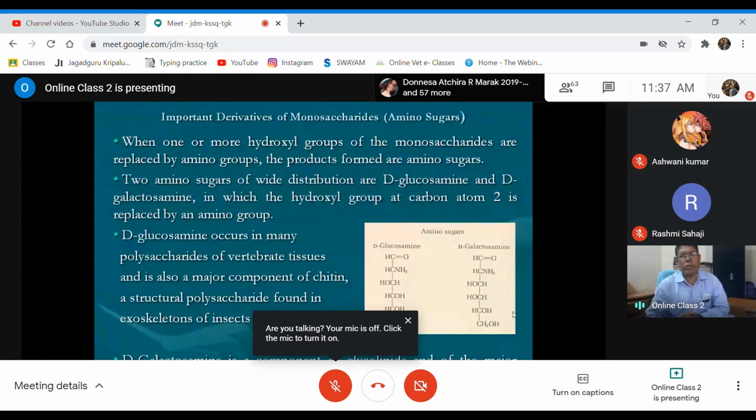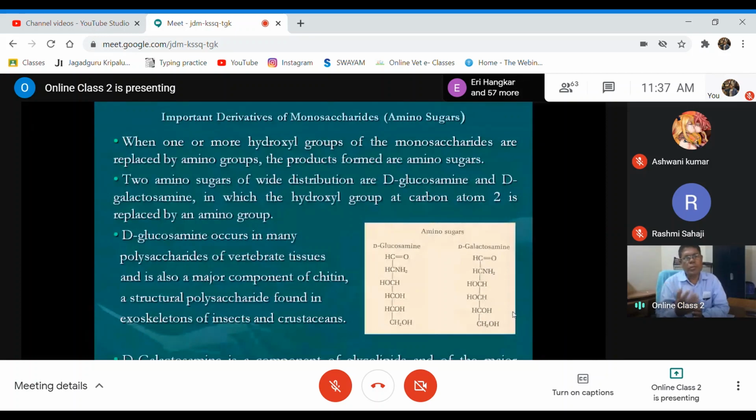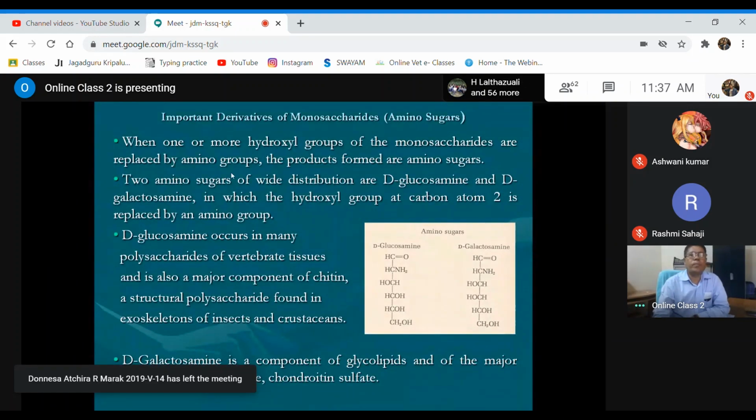Okay, next are the amino sugars. That means an amino group is present in these sugars. So how is it present? They are formed by attaching an amino group in place of the hydroxyl group. That means one hydroxyl group is replaced by an amino group. So when one or more hydroxyl groups of the monosaccharides are replaced by amino groups, the products formed are called amino sugars. Because they present the amino group, they are called amino sugars.